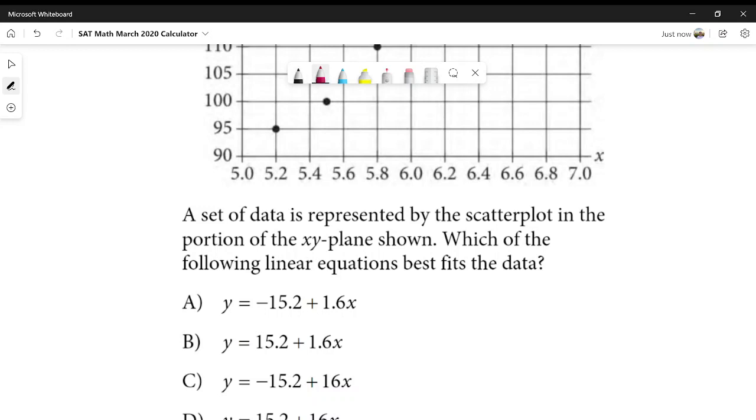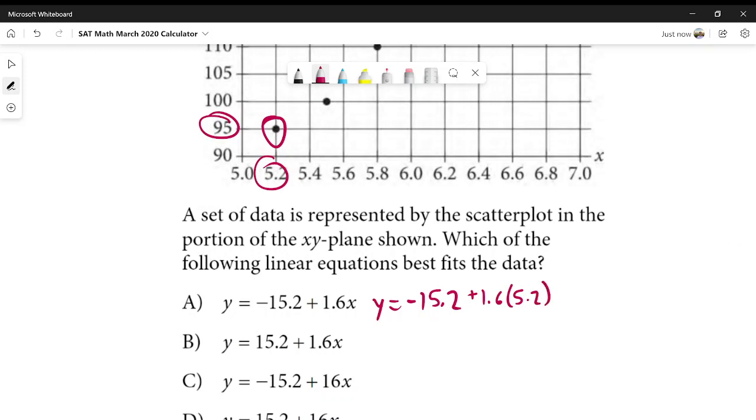So I'm gonna choose that point, and I'm gonna plug in the x value, which is 5.2, into these equations, and the y value of the equation should be pretty close to 95. So I'm gonna start off with the first answer choice. That's gonna be y equals negative 15.2 plus 1.6 times 5.2.